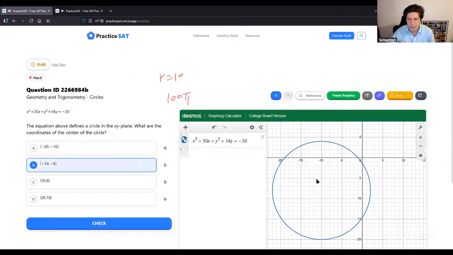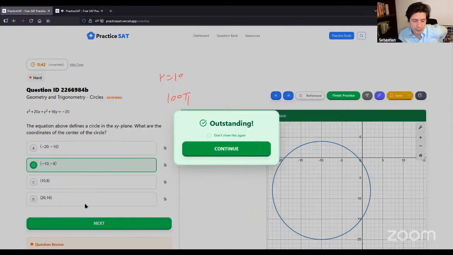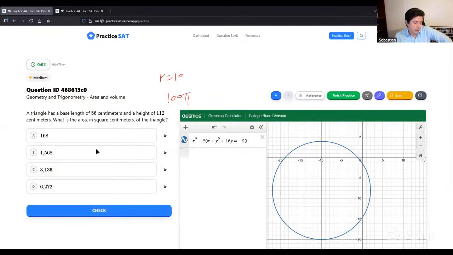So it should be B, because -20 is too far out. It's not positive. If they had done values that were very close to each other, if it was not multiple choice, this wouldn't be enough. We'd have to calculate it algebraically using completing the square or something like that. But luckily, we wouldn't have to do that.